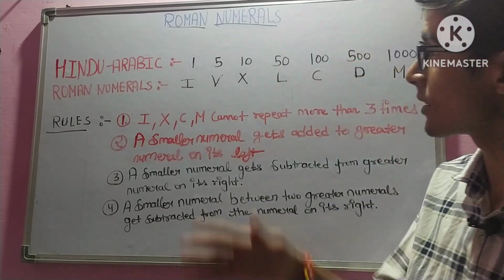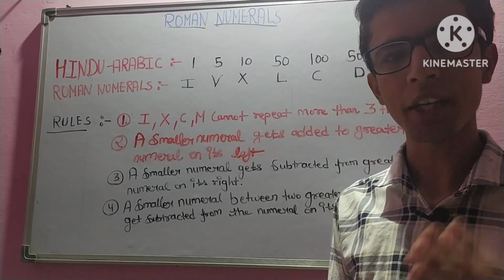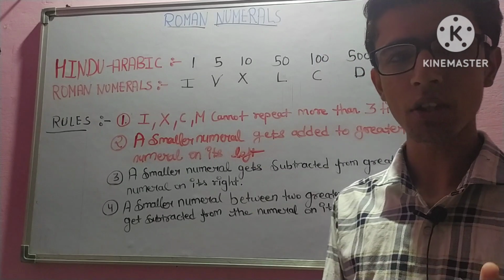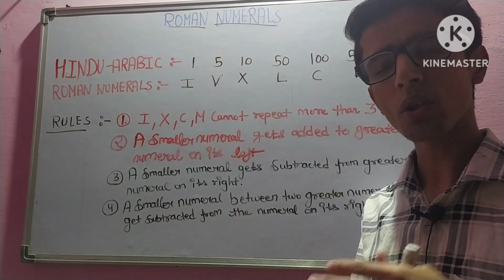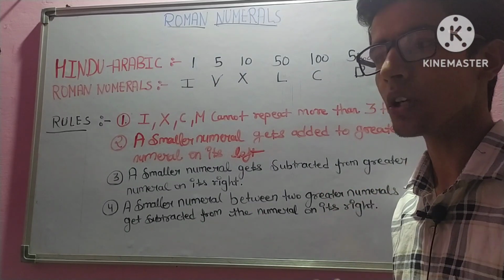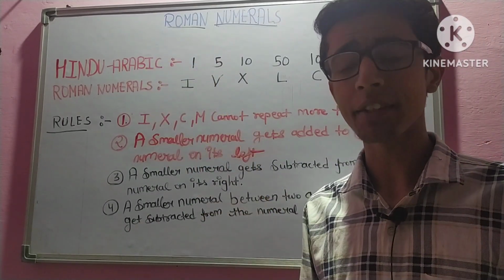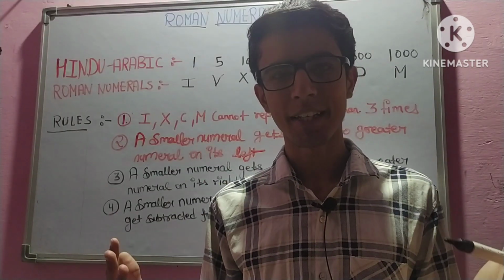So the chapter name is Roman numerals. Today we speak about the Roman numerals, how to change Hindu Arabic numbers into Roman numerals. So first let's talk about what are Hindu Arabic numbers. Those numbers which we currently use, natural numbers 1, 2, 3, 4, 5, 6, 7, 8, these are the Hindu Arabic numbers.